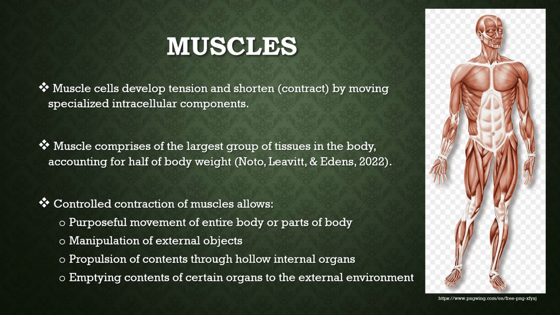The controlled contraction of muscles allows propulsion of contents through hollow internal organs. This includes circulation of blood or movement of a meal through the digestive tract. And controlled contraction of muscles allows for emptying contents of certain organs to the external environment. So this may include things like urination or giving birth.